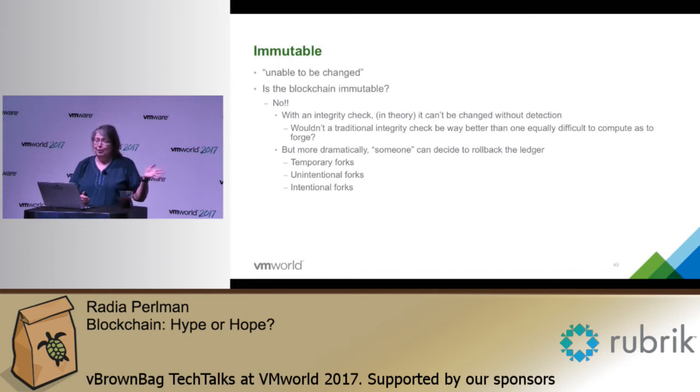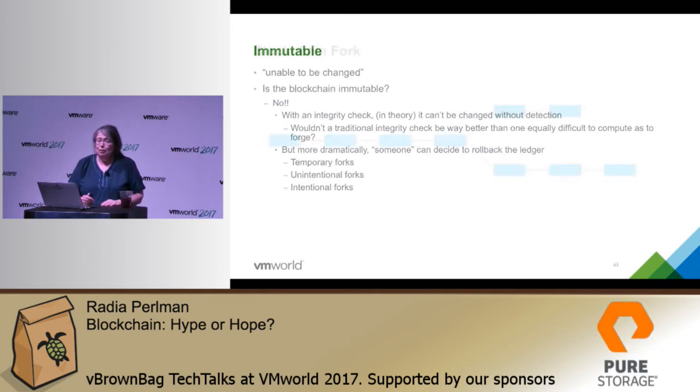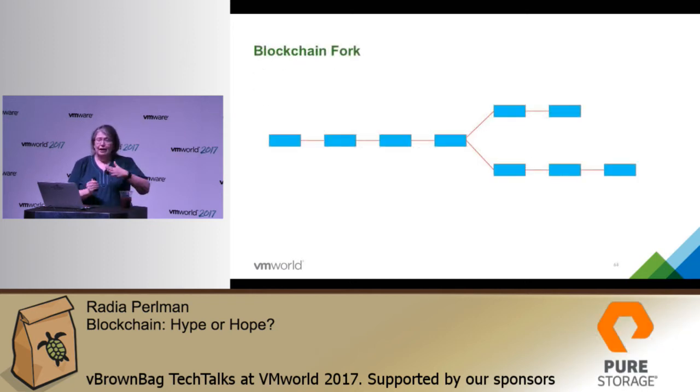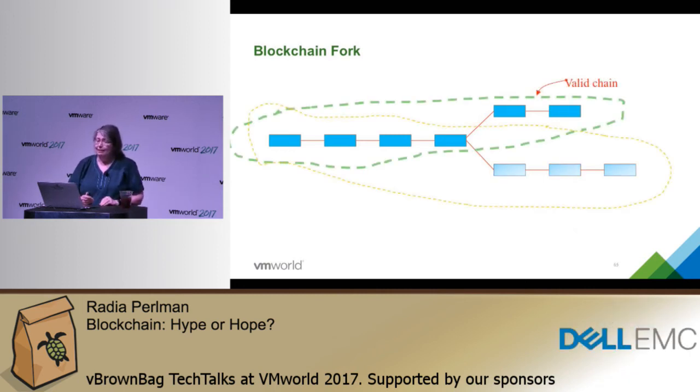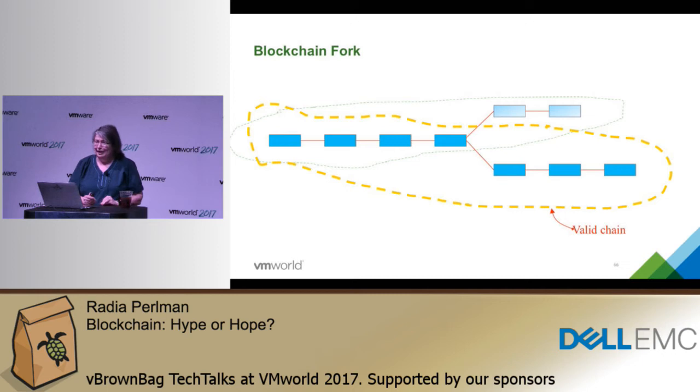So I'll talk about temporary forks, unintentional forks, and intentional forks. So what's a fork? Well, you have two different chains that are both valid. In this case, that's a valid chain, and this is also a valid chain. So how does that get resolved?